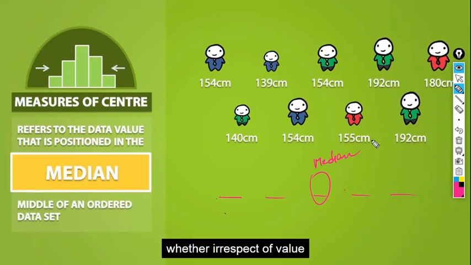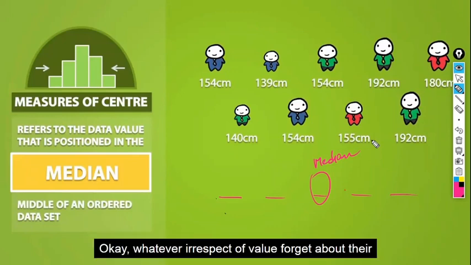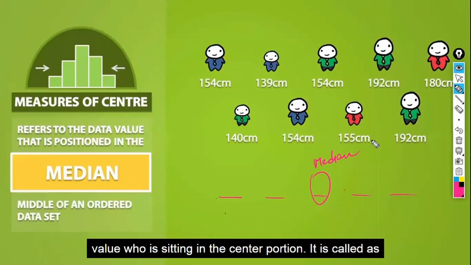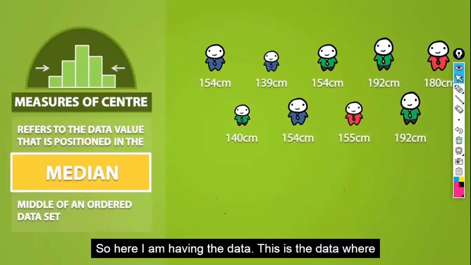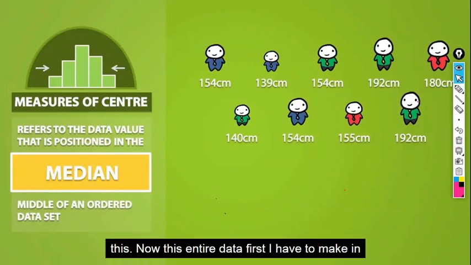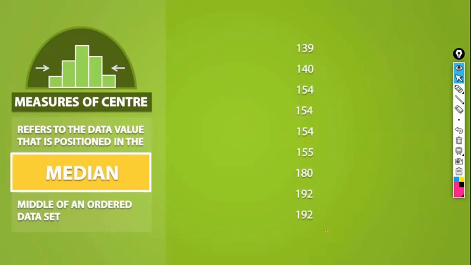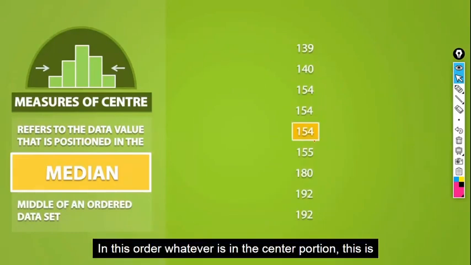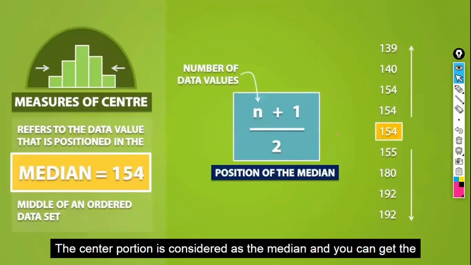Irrespective of value, forget about their value. Whoever is sitting in the center position is called the median. So here I have the data: 154, 139, 154, like this. This entire data, first I have to put in order. In this order, whatever is in the center position is considered the median.